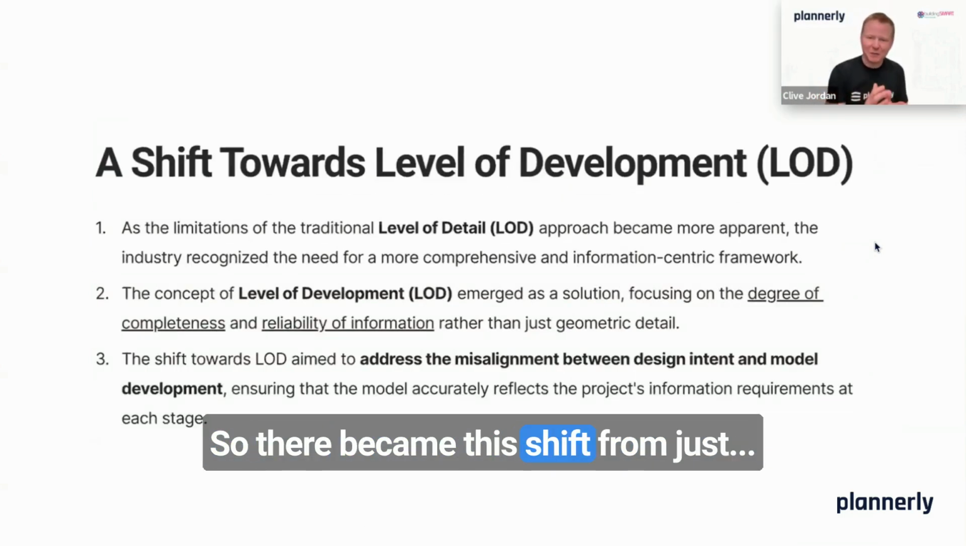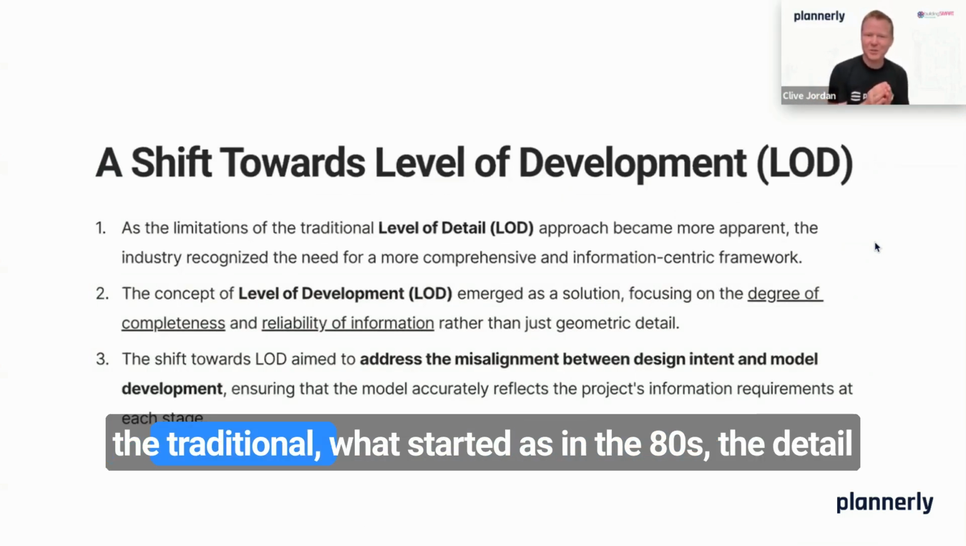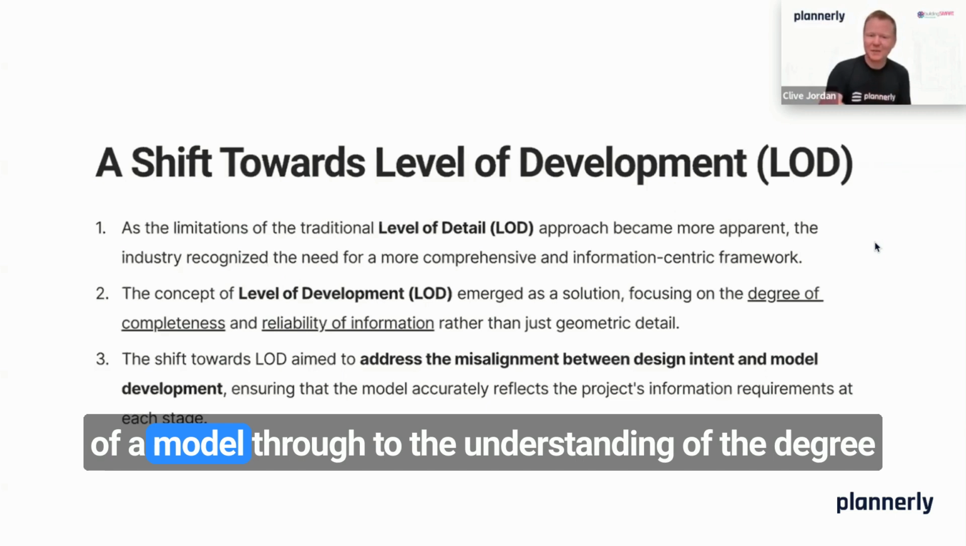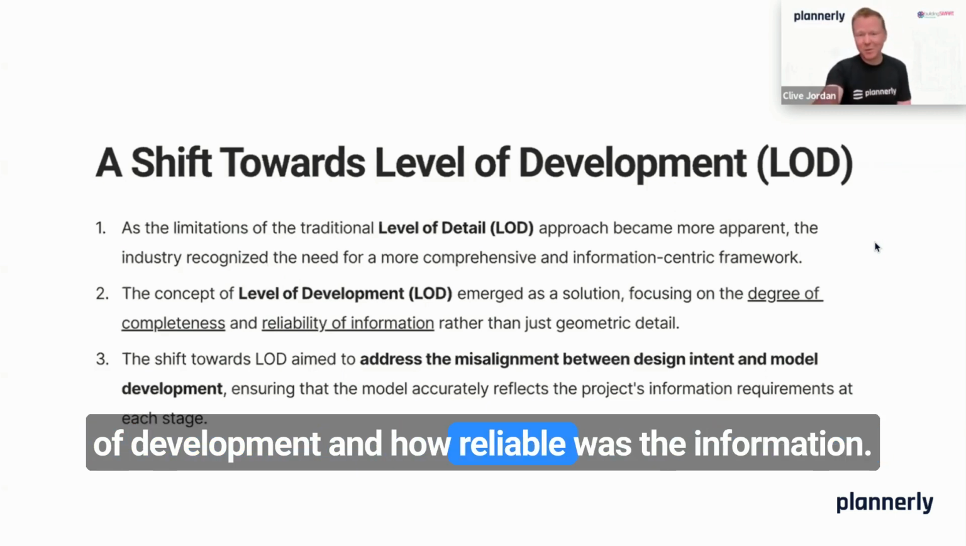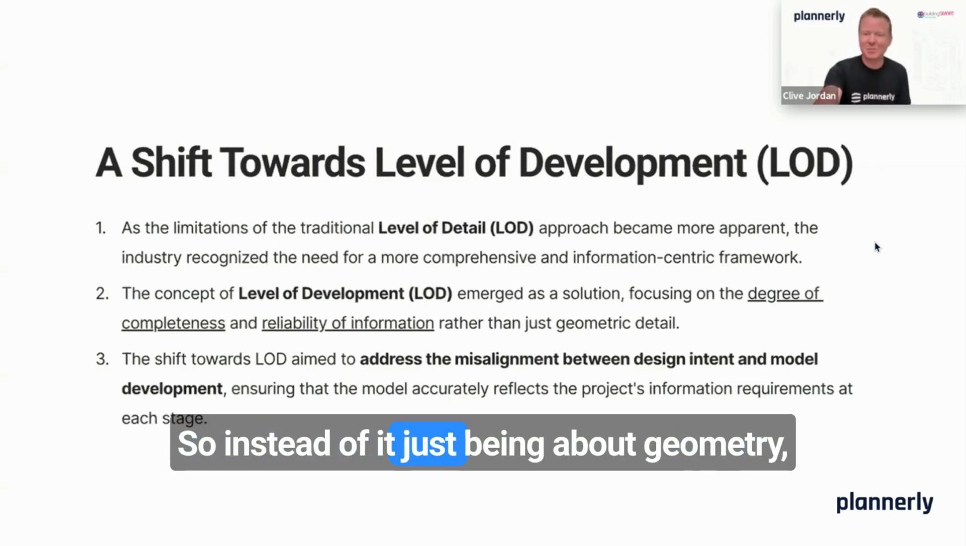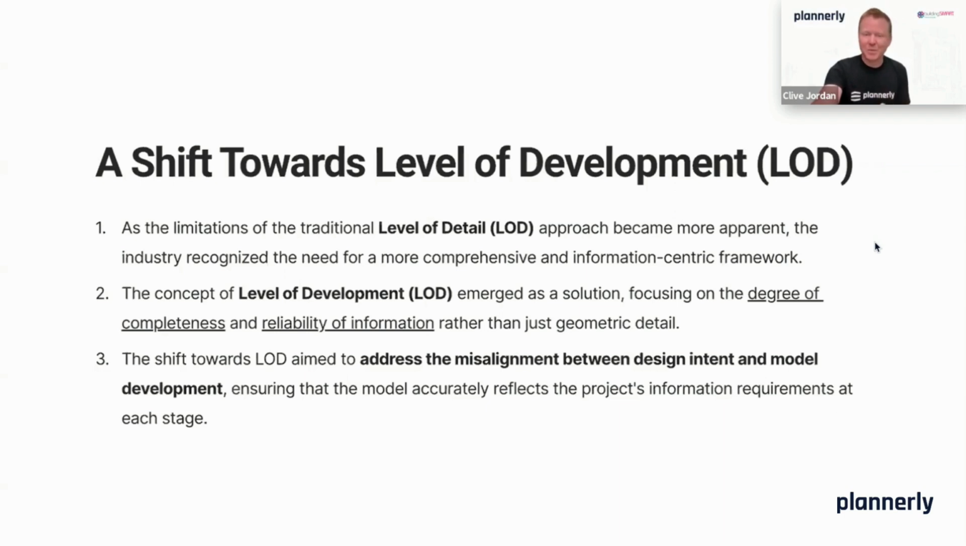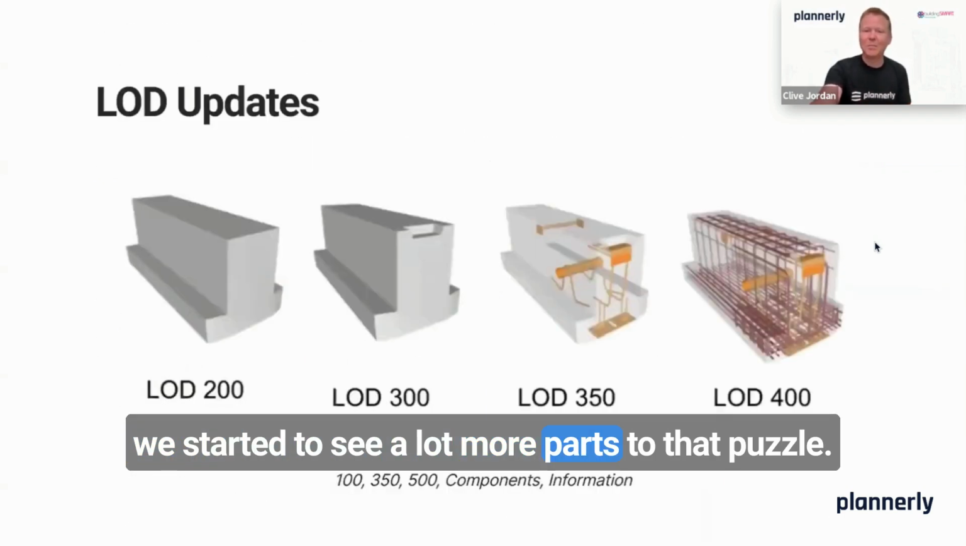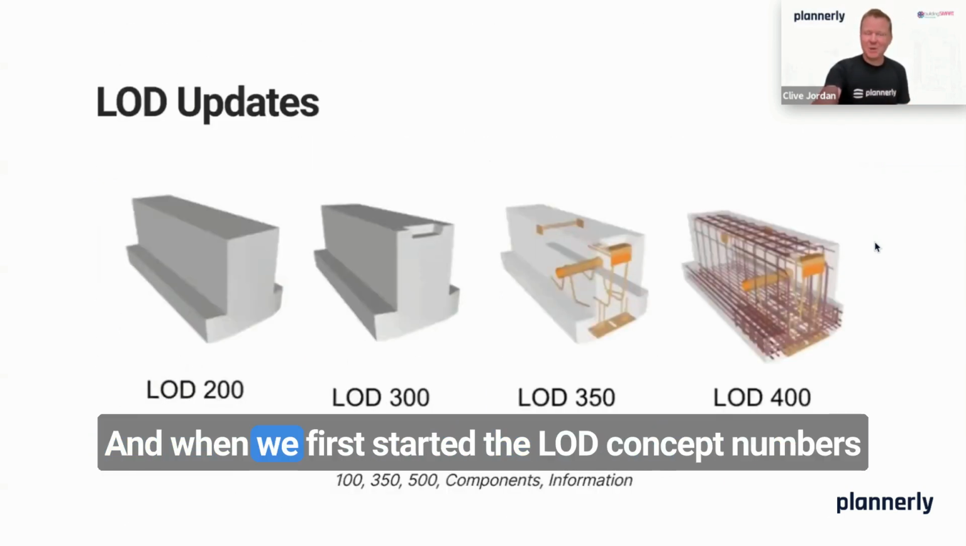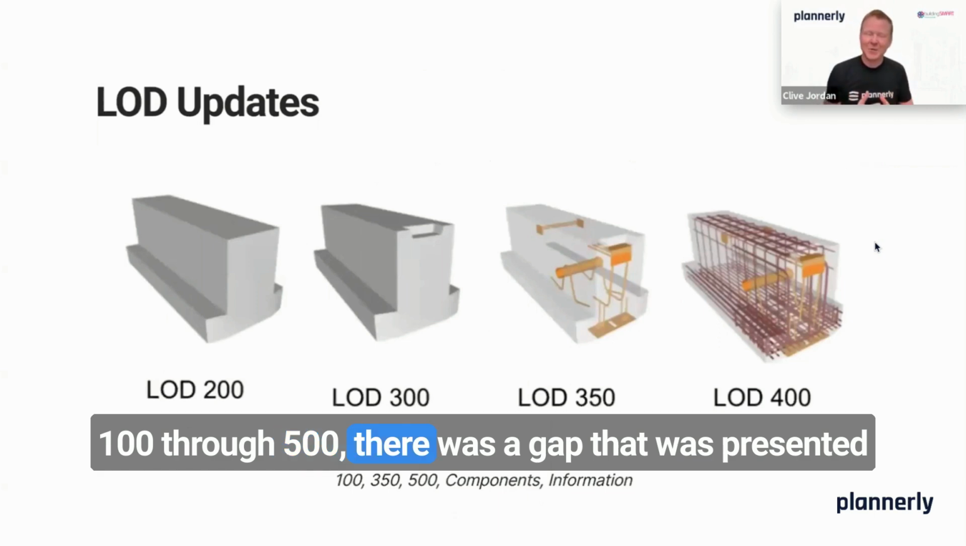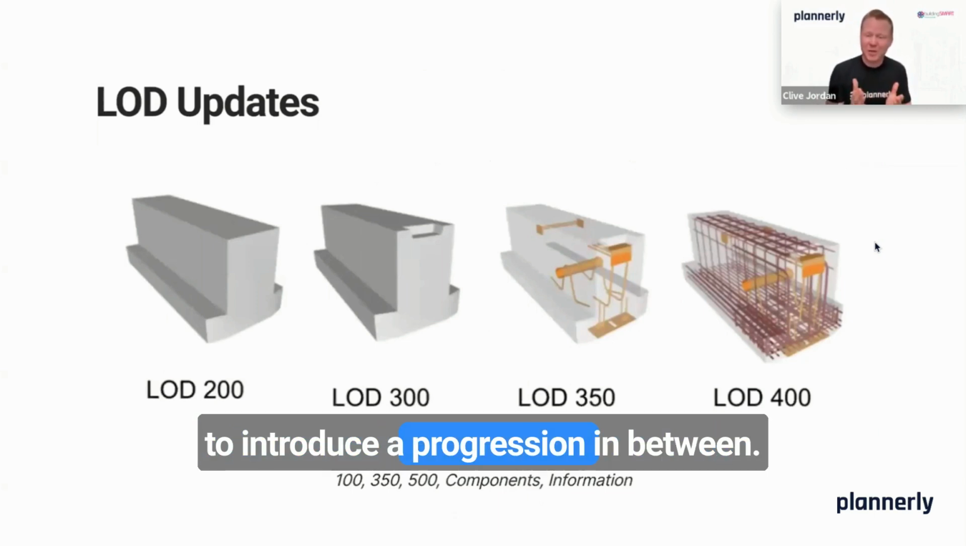So there became this shift from just the traditional, what started as in the 80s, the detail of a model, through to the understanding of the degree of development and how reliable was that information. So instead of it just being about geometry, we started to see a lot more parts to that puzzle. And when we first started the LOD concept, numbers 100 through 500, there was a gap that was presented to introduce a progression in between.